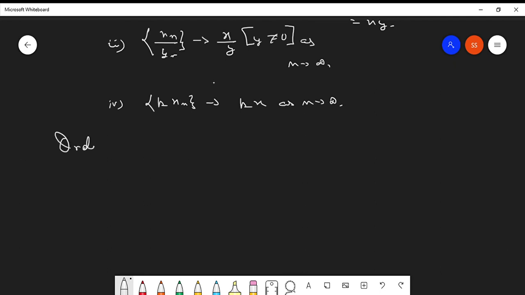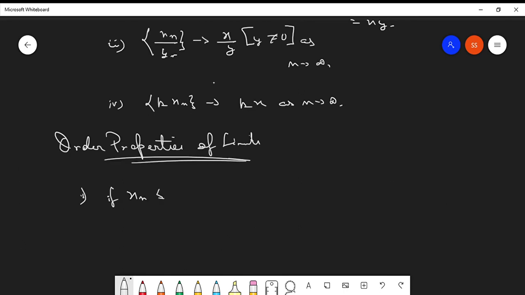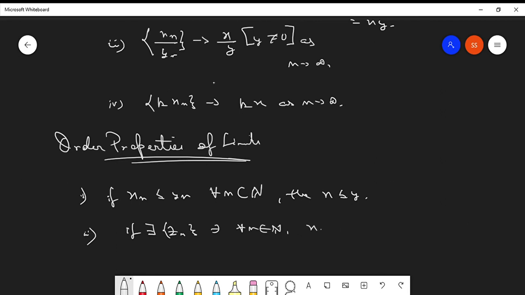Let's say the order properties of limits. First, if xn is less than or equal to yn for the two given sequences xn and yn, for all n belonging to natural numbers, then x is less than or equal to y. The limit of xn is less than or equal to the limit of yn. And furthermore, if there exists a sequence zn such that for all n belonging to natural numbers, xn is less than or equal to zn, which is less than or equal to yn.